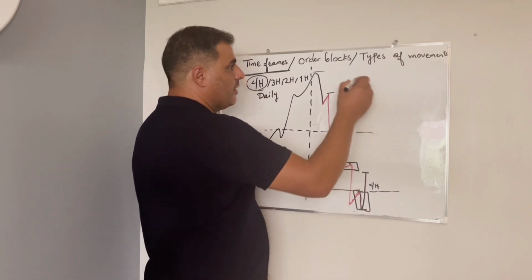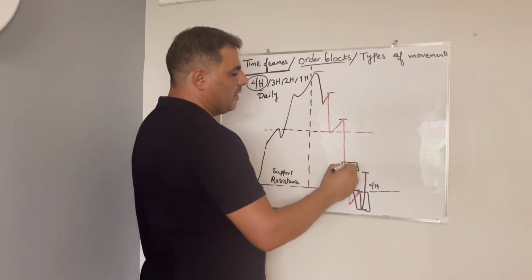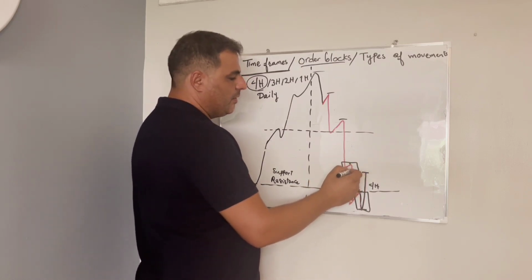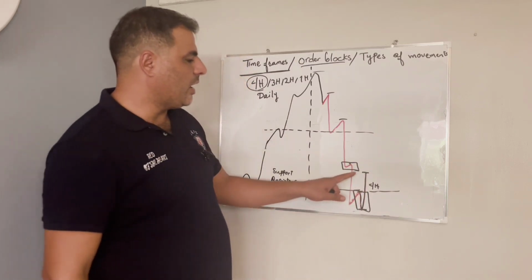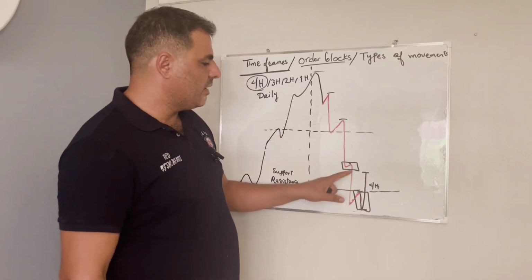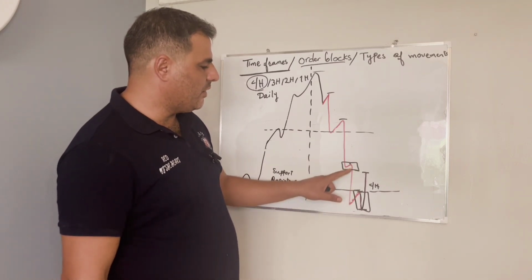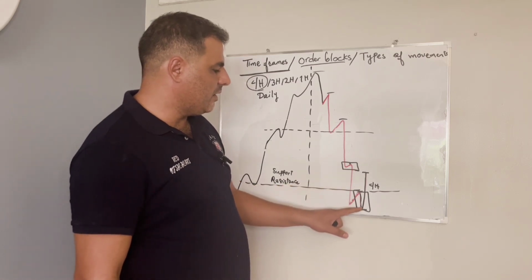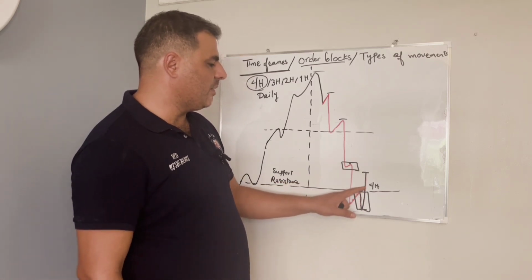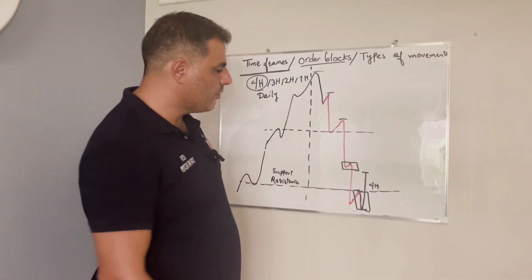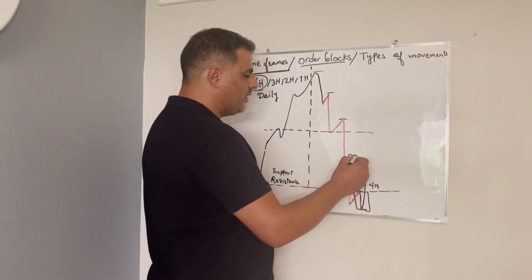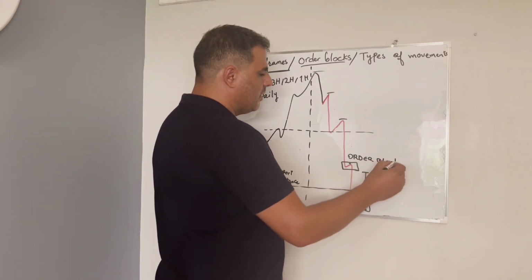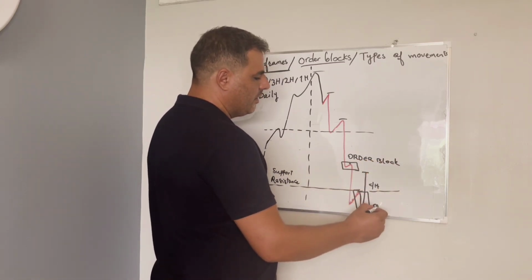The order block is a price level. It's not a point, it's a price level from which a sharp movement has originated. You have one sharp movement here from this area and there's one opposite sharp movement from this area. So you have one order block here and one order block here.